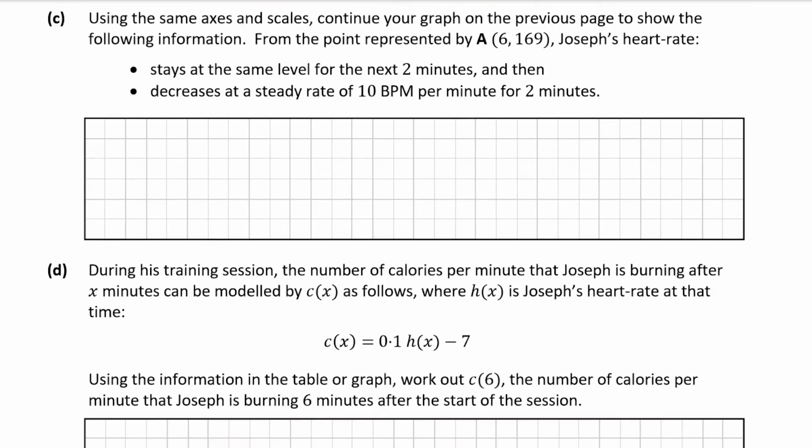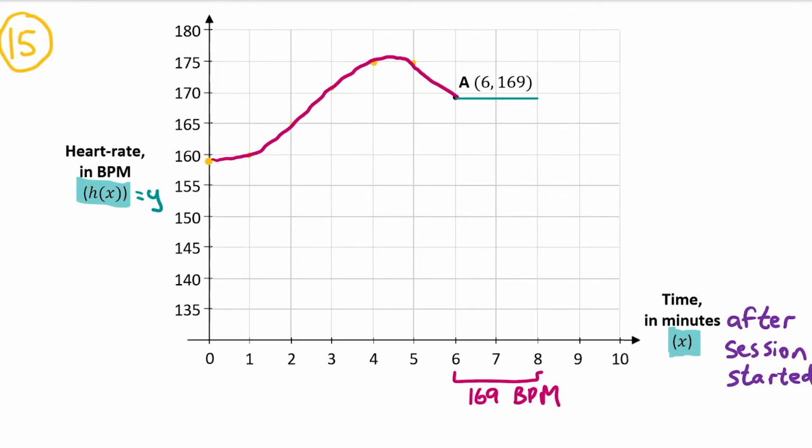So it decreases at a steady rate of 10 beats per minute for 2 minutes. So that means it's decreasing at 10 beats per minute every minute for 2 minutes. So at minute 8, his heart rate is still going to be 169 beats per minute. Now remember, his heart rate is decreasing by 10 beats per minute every 1 minute for exactly 2 minutes. I know that's a bit wordy, but we're just going to start with the 1 minute part of it first.